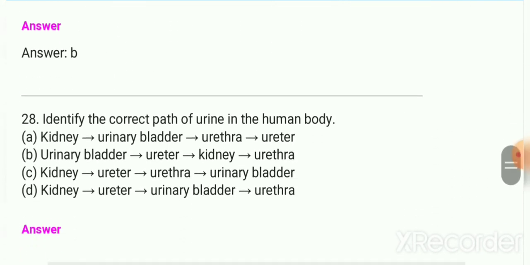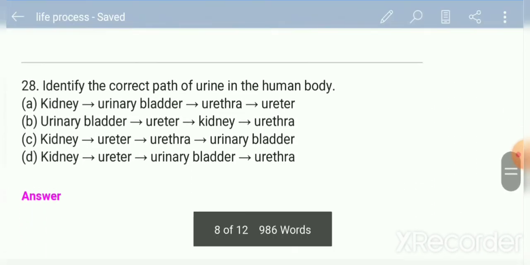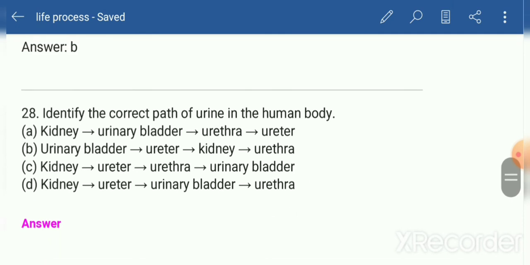Next and the last question. Identify the correct path of urine in the human body. Here you can find the correct path of urine in the human body. The options are: kidney, urinary bladder, urethra, ureter; or urinary bladder, ureter, kidney, urethra; or kidney, ureter, urethra, urinary bladder; or kidney, ureter, urinary bladder and urethra. So option D will be the correct answer. The correct path of urine in the human body is kidney, ureter, urinary bladder and urethra.